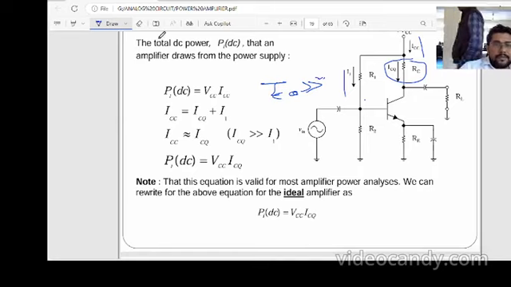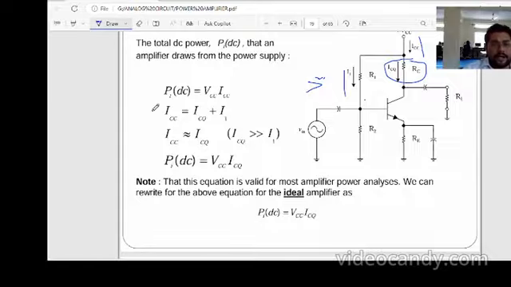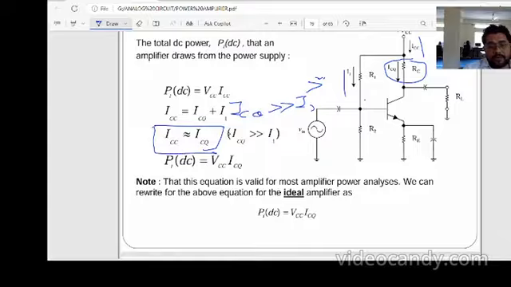After we put these values too high, then we can see that IC is equal to ICQ, and ICQ is greater than I1. Note that this equation is valid for most power amplifiers.